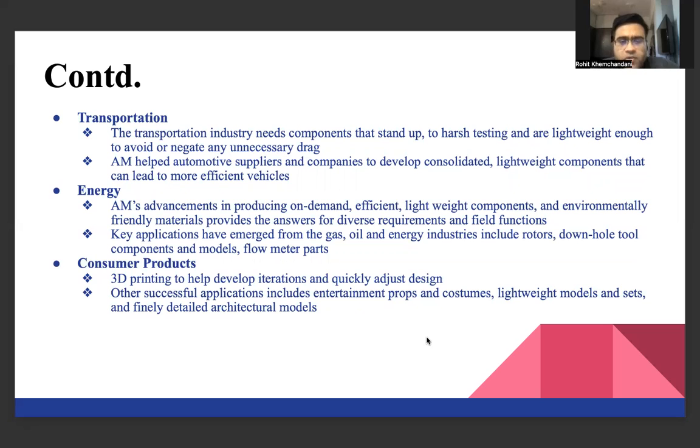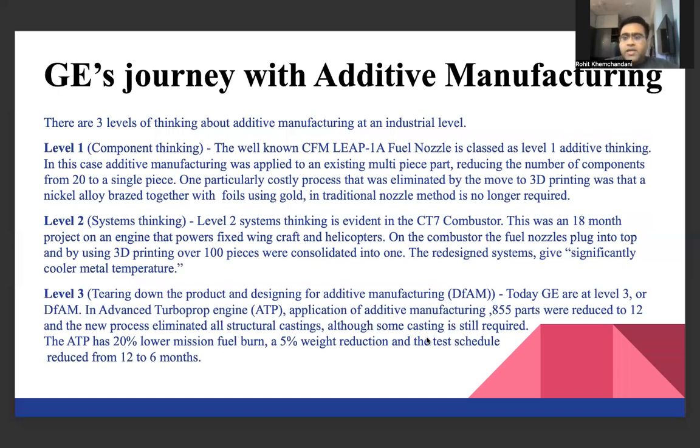Key applications that have emerged from the gas, oil, and energy industries include rotors down to whole tool components and models, and flow meter parts. It is also widely used in the consumer products industry. 3D printing helps to develop iterations and quickly adjust the design. Other successful applications include entertainment props and costumes, lightweight models and sets, and finely detailed architectural models. Now we'll take some examples.